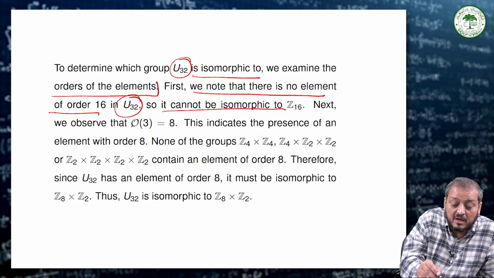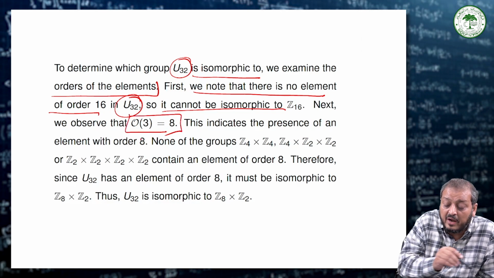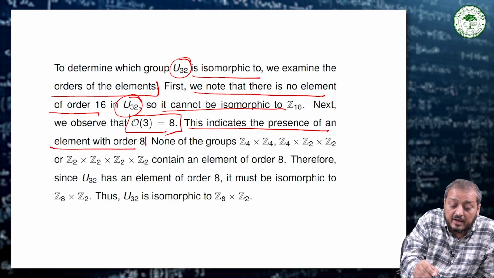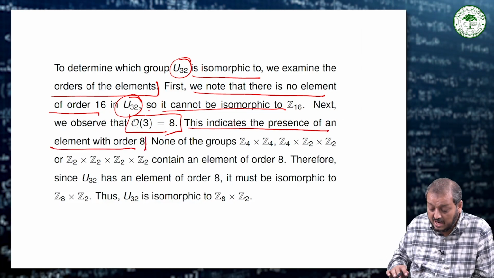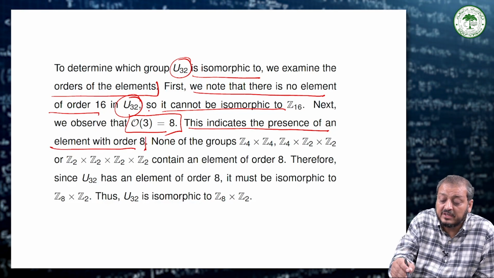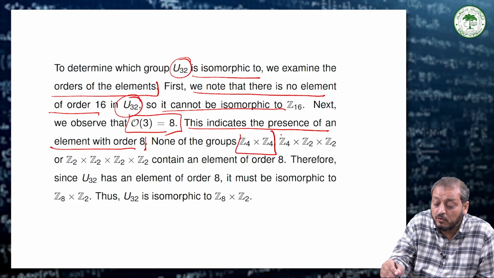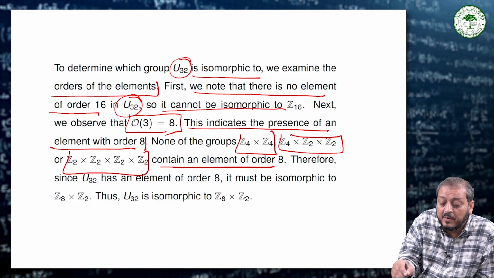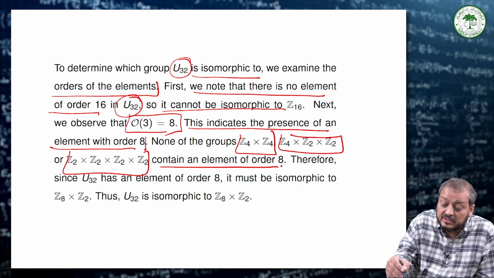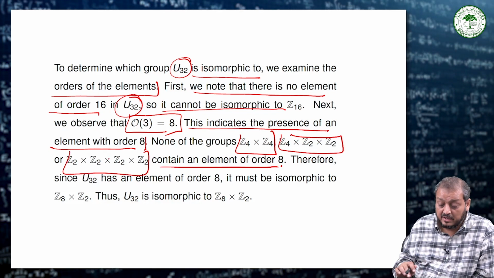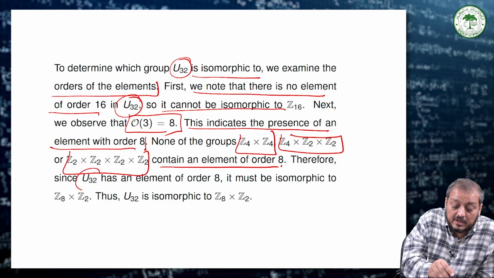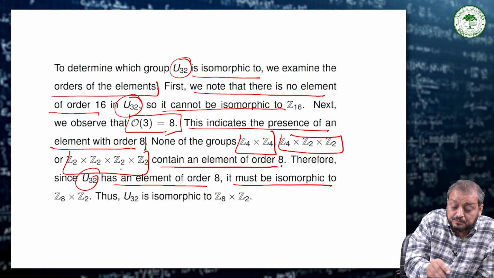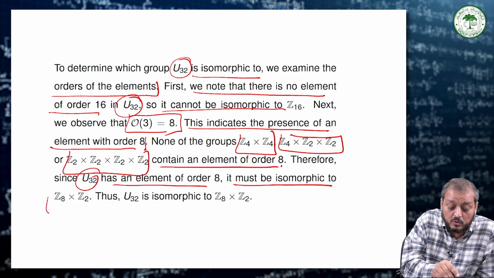Next, we observe that the order of 3 is equal to 8. This indicates the presence of an element of order 8. So, the possibilities are Z4 cross Z4, Z4 cross Z4, and so on, and the ones containing an element of order 8 are the only possibilities. Therefore, U32 has an element of order 8, so it must be isomorphic to Z8 cross Z2.